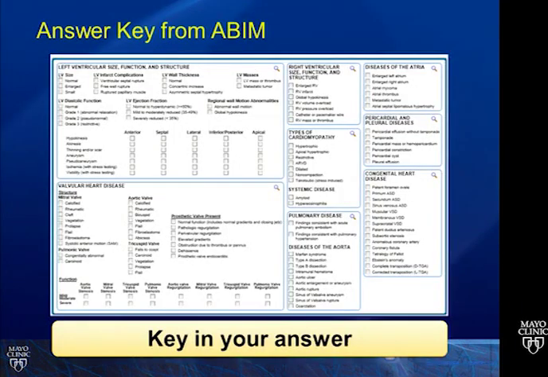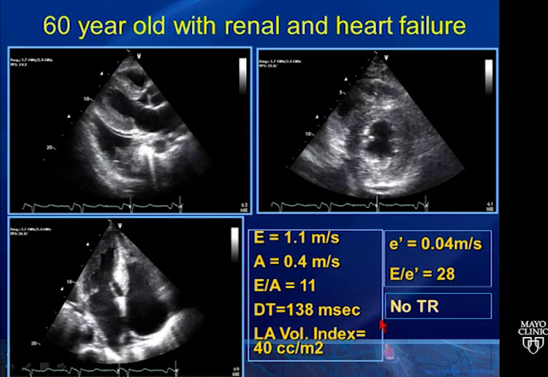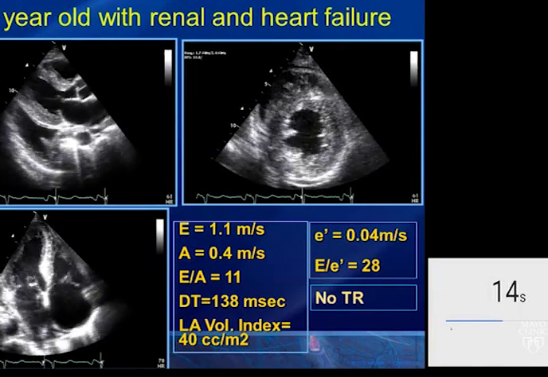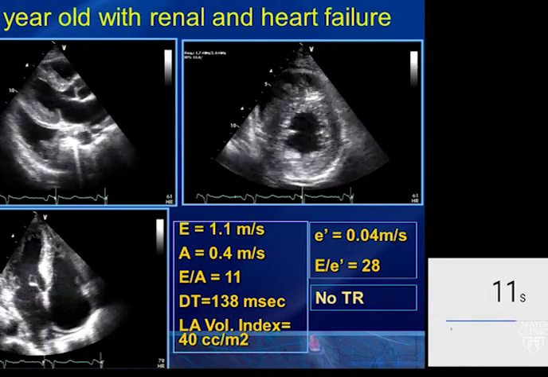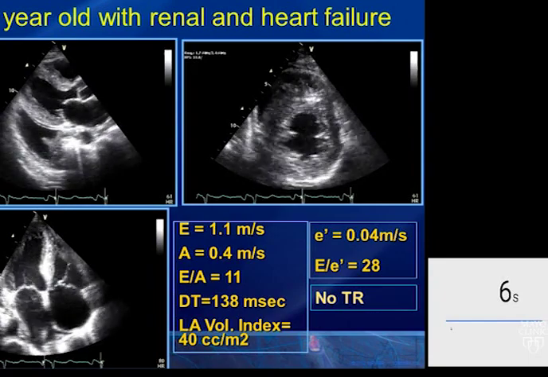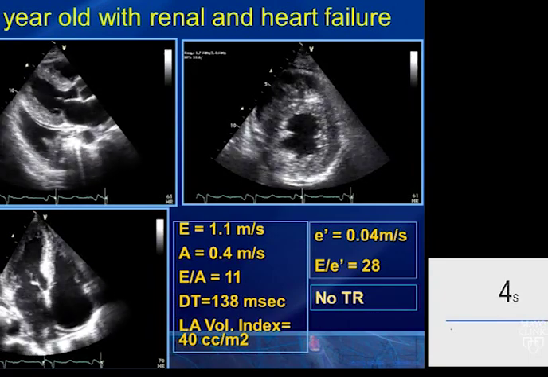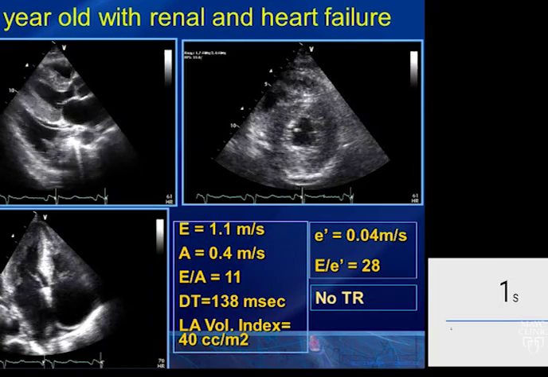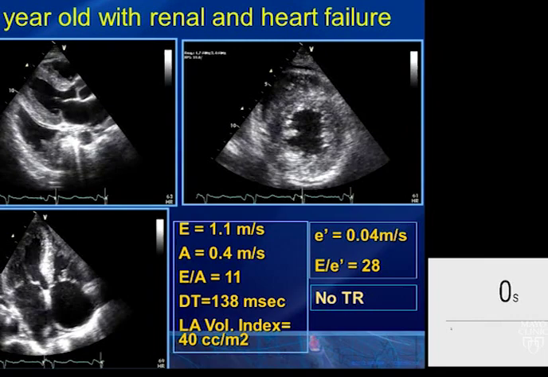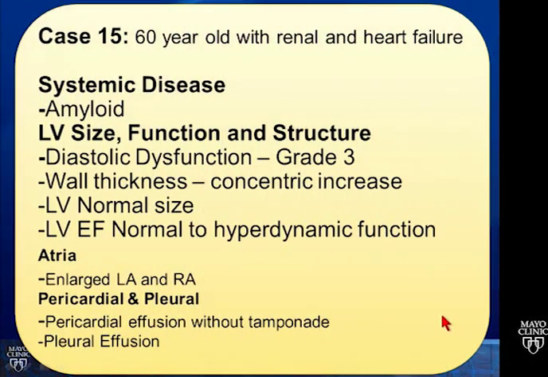Go ahead and key in what you think you should key in for this case. It's relatively complicated, but I'll give you back what I think were the key data. All right. So we coded for this case a number of things. So 60-year-old with renal failure and heart failure.